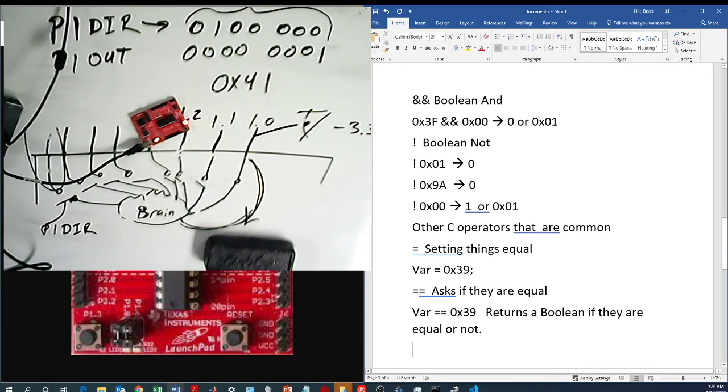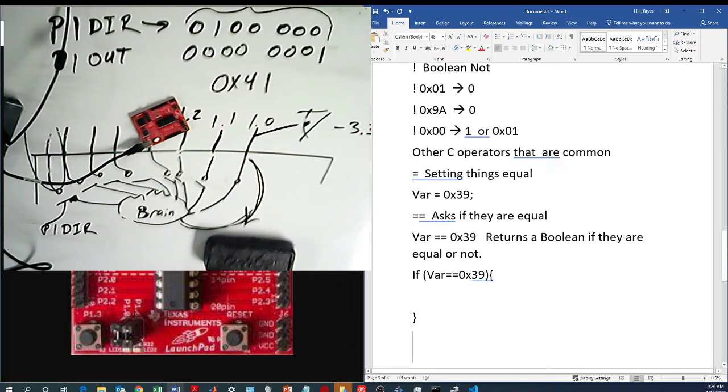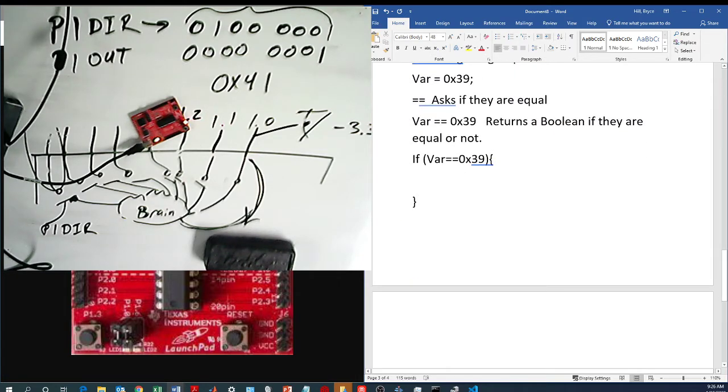And so we use this a lot. We'd be like, if var equals equals 0x39, and then if it were true, it would get into this and work its magic inside of those squirrely braces there. We call those squirrely braces just in case you get confused. So those are those.